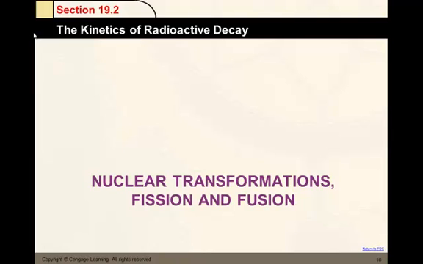Nuclear transformations, fission, and fusion. This part of the chapter is just a very brief overview about the importance of nuclear transformations.